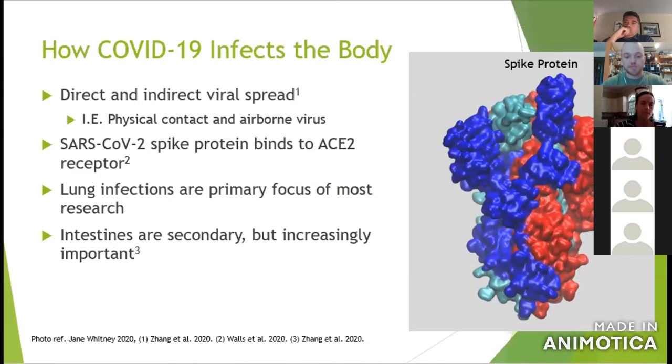Lung infections were the primary focus of much research, but that is slowly switching over to colon research as the intestines are being increasingly recognized as a place where the virus can replicate. Interestingly, the fluid within your colon destroys the virus very quickly. So once it's in the colon, it can spread from cell to cell, but it cannot spread in things that are in the colon.